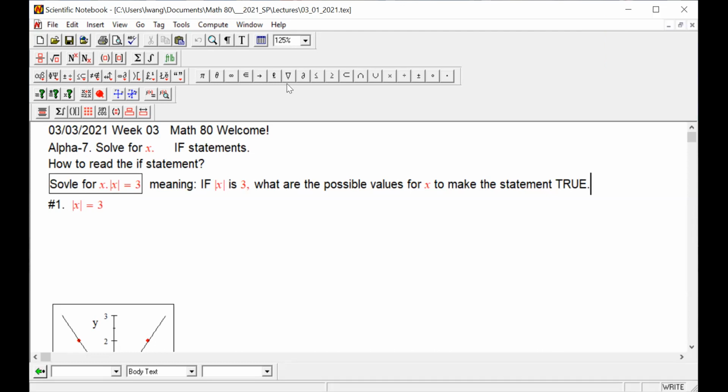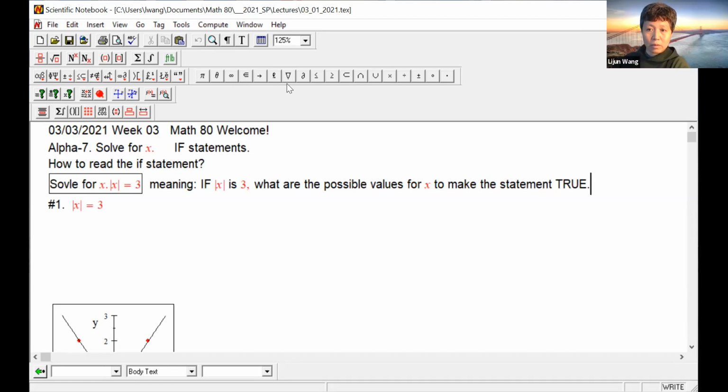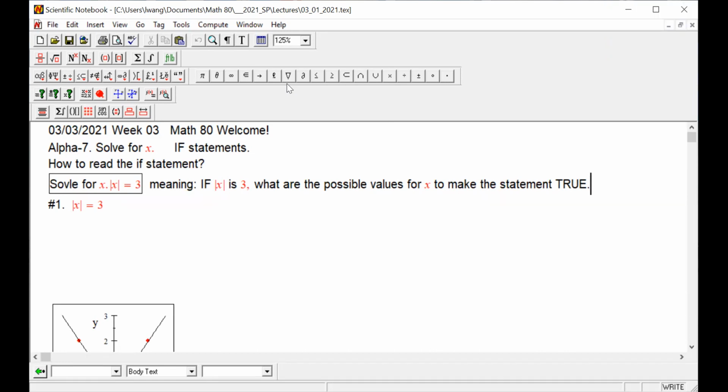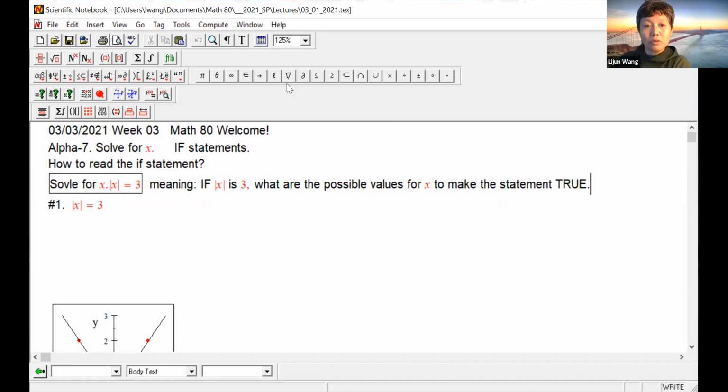So for every question, 1, 2, 3, 4, 5, 6, 7, 8, 9, in alpha 7, they all mean the same thing. It's just different numbers. Do you follow me? Yes. So every time you see solve for, it's a big if statement. Find all possible values.